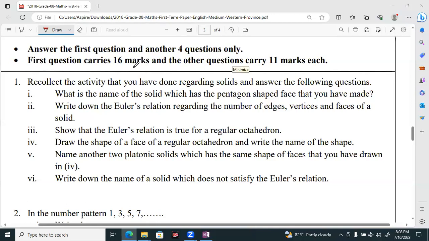It doesn't matter, Dasiti. You have to just brush up then up to the 5th lesson. Okay, that's what I explained. Recollect the activity that you have done regarding solids and answer the following questions. What is the name of the solid which has the pentagon shaped face that you have made?